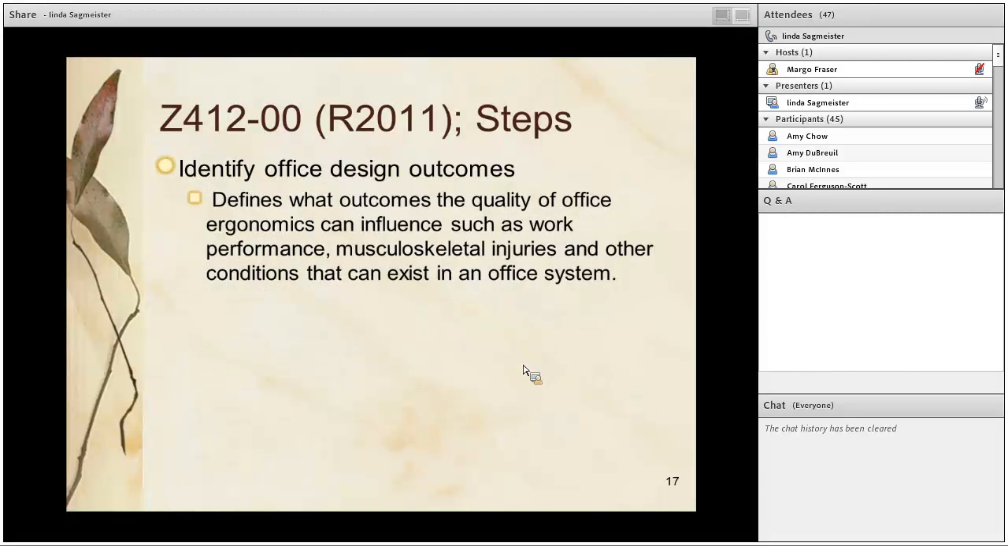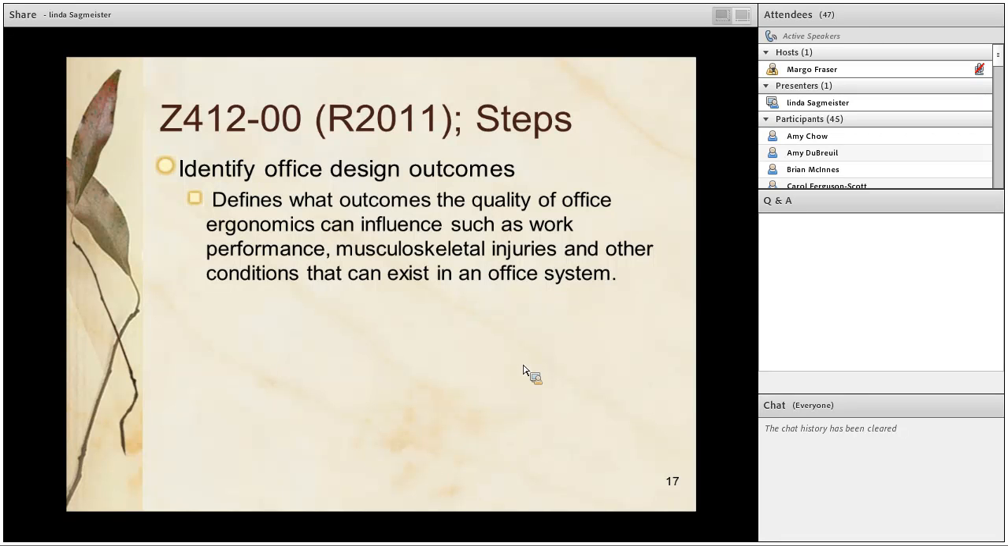Looking at the steps, the first one is identifying office design outcomes. The book is laid out so that the steps are clearly identified in the margins. For those of you wondering, I'm on page 24 now. It defines the outcomes of quality that the quality of office ergonomics can influence. So we're talking about what happens if you have poor design.